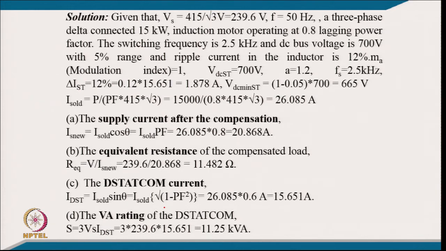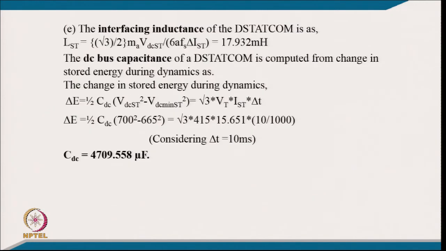that is Ids. So, Is sin theta, Is into square root of 1 minus pf square. So, it comes like 26.08 into 0.6 and it comes 15.651 ampere and the VA rating will be 3 into phase voltage into the current of the DSTATCOM. So, it comes 3 into 239.6 into 15.61, that comes 11.25 kVA, that is the kVA rating of the DSTATCOM.